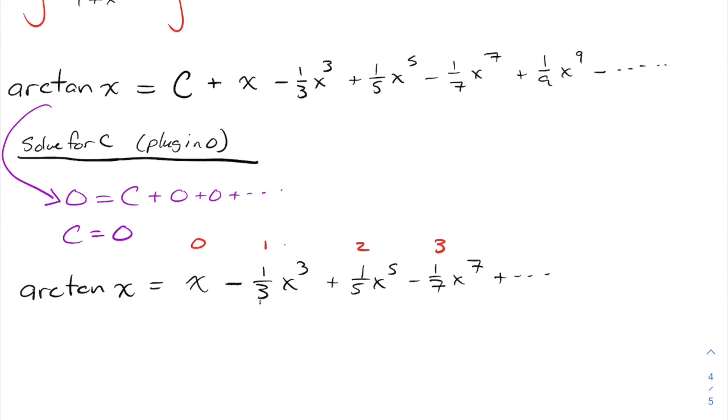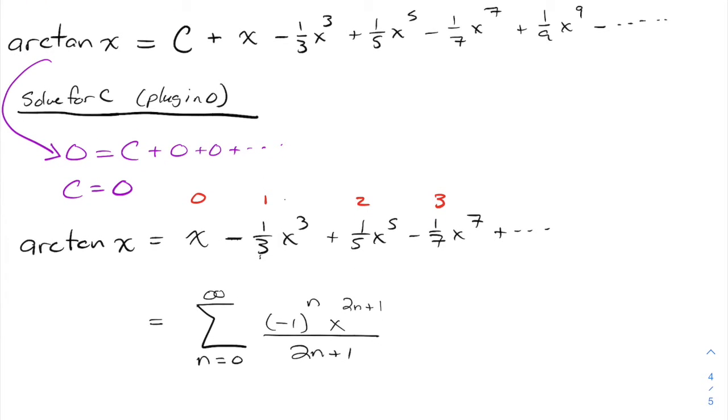So the formula we get is arctan is, let's see, we get negative 1 raised to the n power. And you get x to the 2n plus 1. All that over 2n plus 1. And this is our power series for arctan. Now the interval of convergence, I'm not going to work that out. I worked it out earlier. The interval of convergence for this thing is everything from negative 1 to 1.